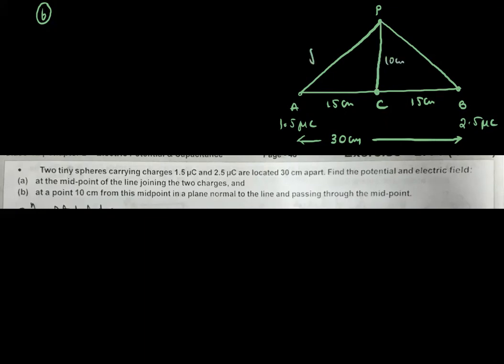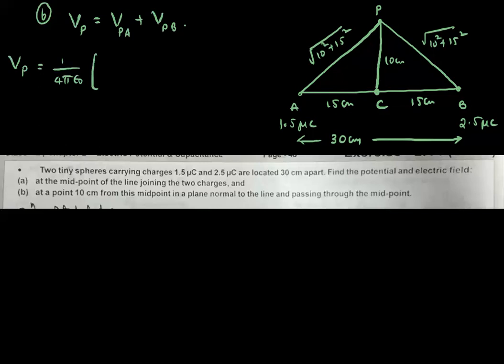Then we will say the distance will be root of 10 square plus 15 square. Now the net potential at P equals potential at P due to A plus potential at P due to B, simply a scalar summation. Then we can write net potential at P equals 1 by 4 pi epsilon naught, which is common in both the equations.